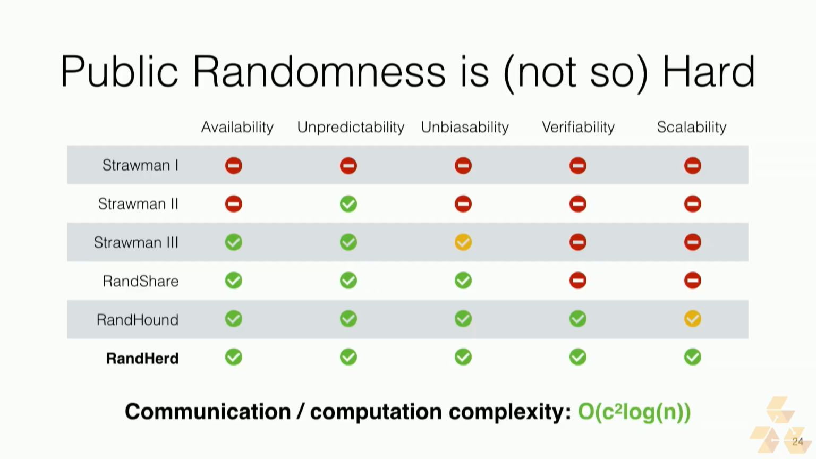As a summary, RandHerd achieves all these properties that we set out to achieve, and specifically it achieves logarithmic complexity if the group size C is constant.